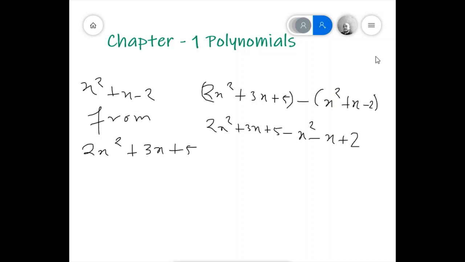Okay, now identify the like terms. Which are the like terms over here? 2x square minus x square, plus 3x minus x, and the constant terms, that is plus 5 plus 2. Okay, we grouped them together. Now it becomes easy for the subtraction. 2x square minus x square is x square, plus 3x minus x is 2x, and 5 plus 2 gives you 7. Okay, easy. So we did subtraction also.